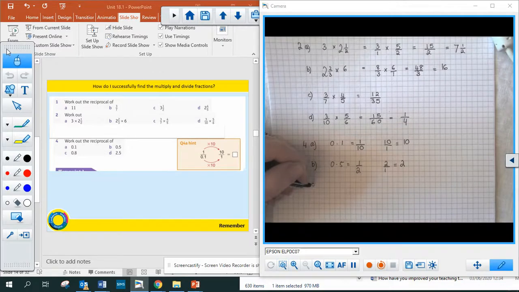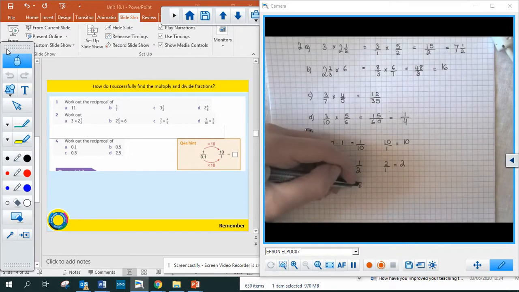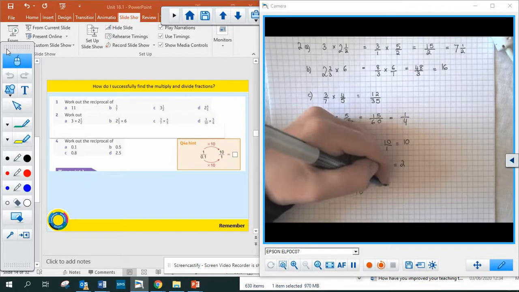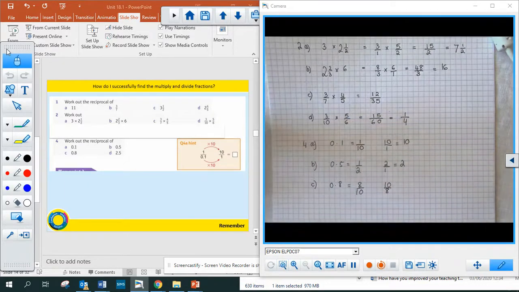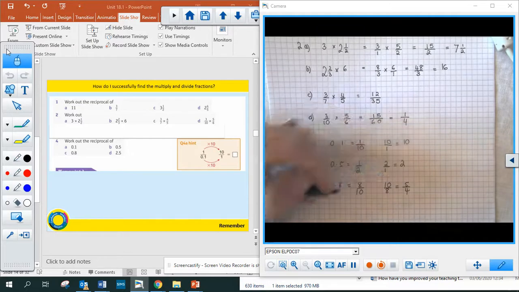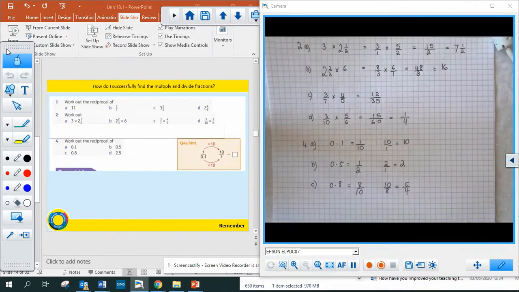Part C, 0.8. If you used your place value columns, or if you just knew, it is 8/10. So the reciprocal of 8/10 is 10 over 8. Okay? You could simplify if you wanted to, 5 over 4. But that's fine like that.